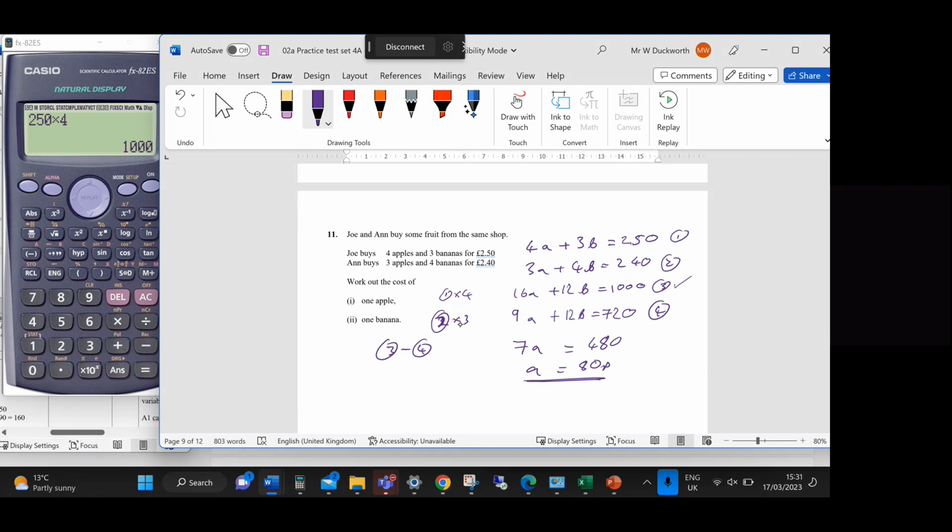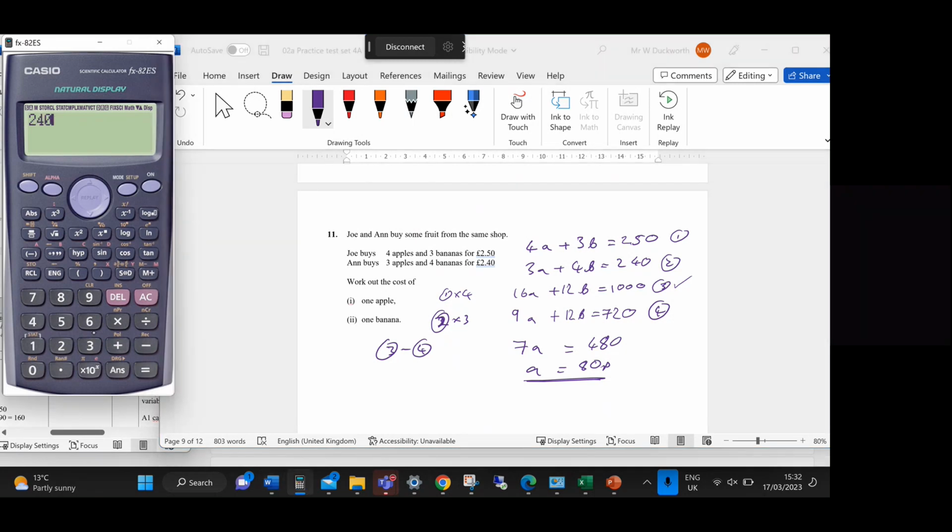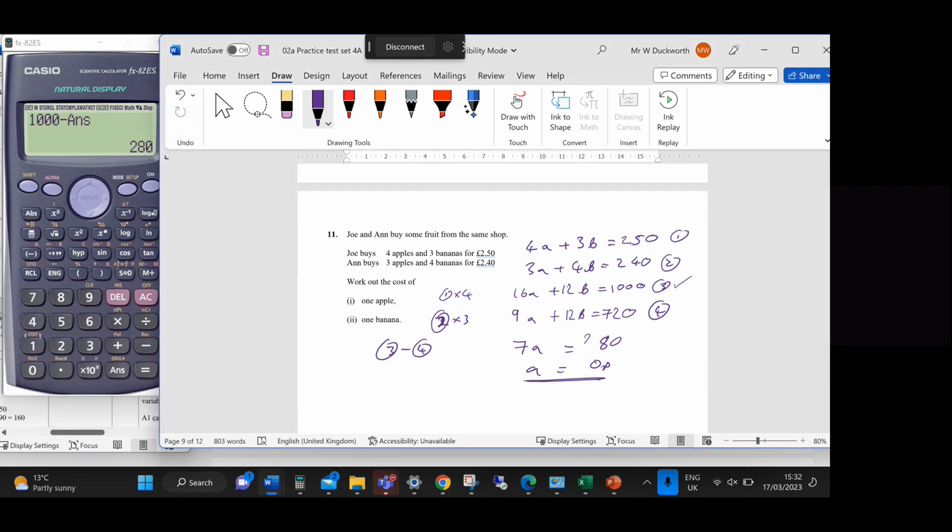Times the second one by 3. 3 times 3 is 9a. 4 times 3 is 12. 240 times by 3, 720. Can't spot it yet. That doesn't look right. There we go. 1,000 minus that is 280. There we go. That makes sense. My little brain can rest easy.